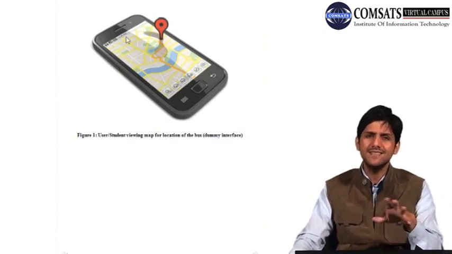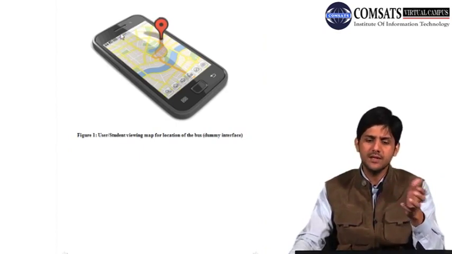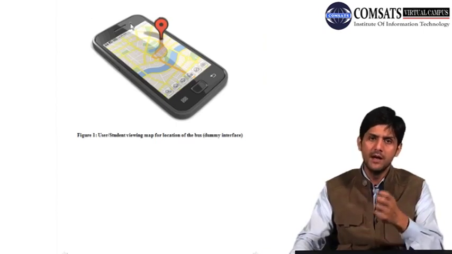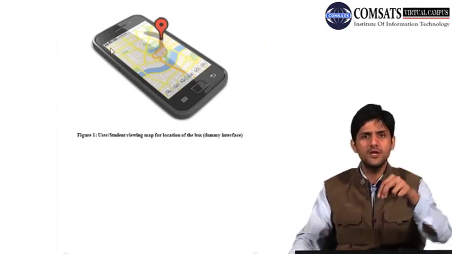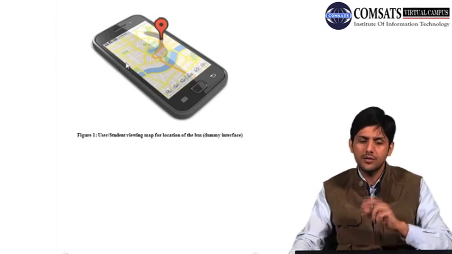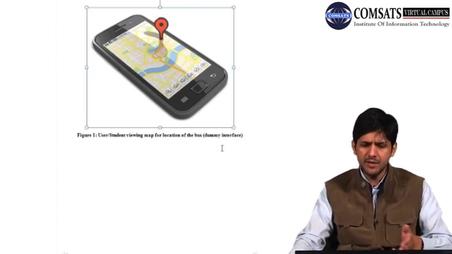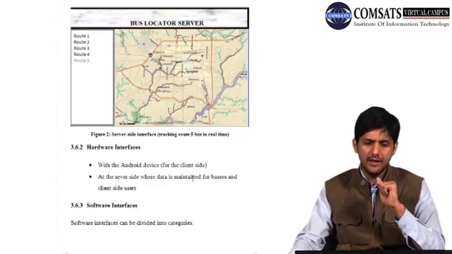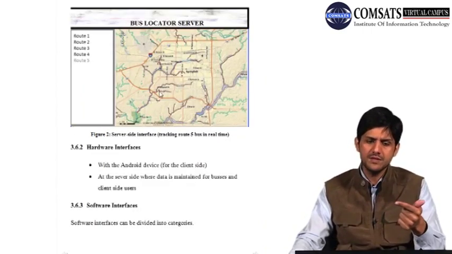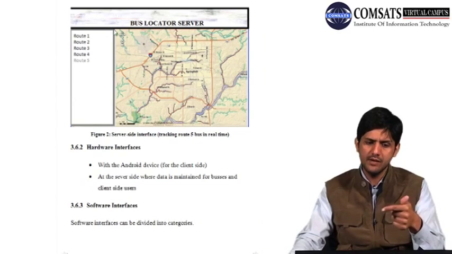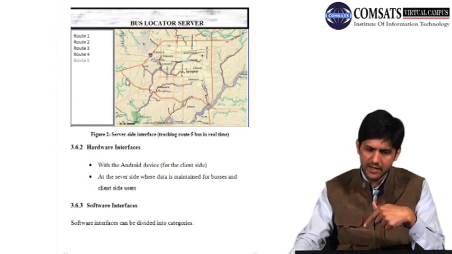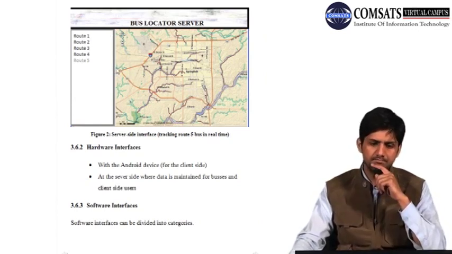So this is a sample of how a student-side application would look on a student phone, which will obviously show Google Maps, and on the maps it will show the location of each bus with a marker pointing to the current location of the bus. It's a dummy interface, which clearly says that it's not the actual interface, it's just a mock-up. And then this is the server side, which says that this is a bus locator server, and you would be able to see different routes. Route 5 is the one which is highlighted, and you can see the location of the bus.